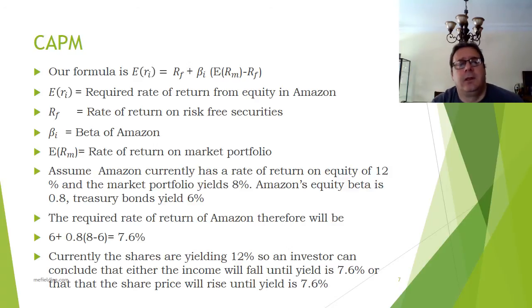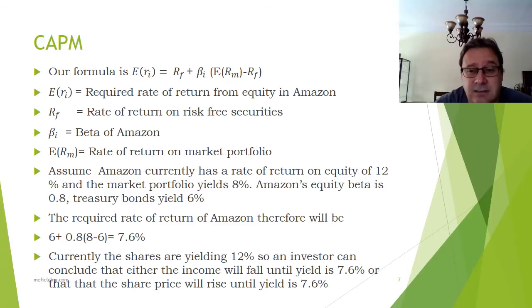Right, that's your formula. So it says assume that Amazon currently has a rate of return on equity of 12%, the market portfolio is yielding 8, Amazon's equity beta is 0.8, and treasury bonds are yielding 6. Using that information, we would say that the required rate of return of Amazon will be 6, which is the risk-free rate, plus 0.8, which is Amazon's equity beta, multiplied by 8 minus 6, which is the market portfolio yield minus the treasury bond yield. So this market risk premium is 2. Putting the numbers in the formula gives us 7.6.